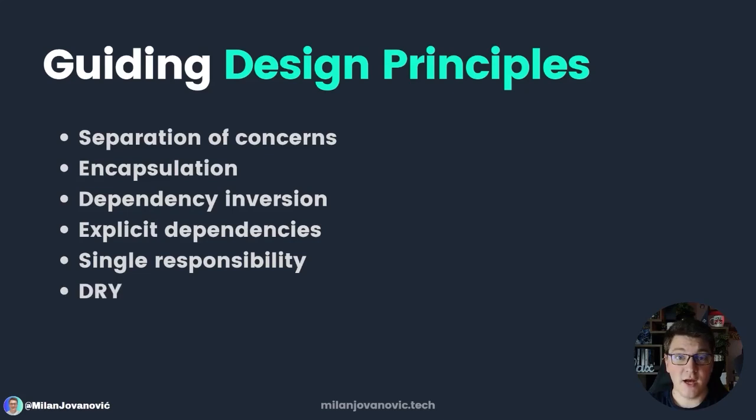Then we have DRY, or don't repeat yourself, which focuses on reducing duplication in your code by encapsulating repetitive behavior. The next principle is persistence ignorance, and I think it's a really important concept to grasp when it comes to the clean architecture. Mainly, what does persistence ignorance refer to? Persistence ignorance is mainly concerned with how you design your domain entities, and you should do it in such a way that it doesn't matter which persistence technology you are using under the hood.